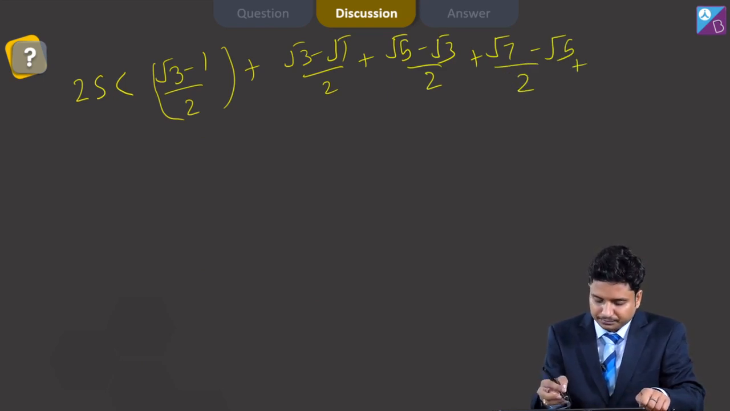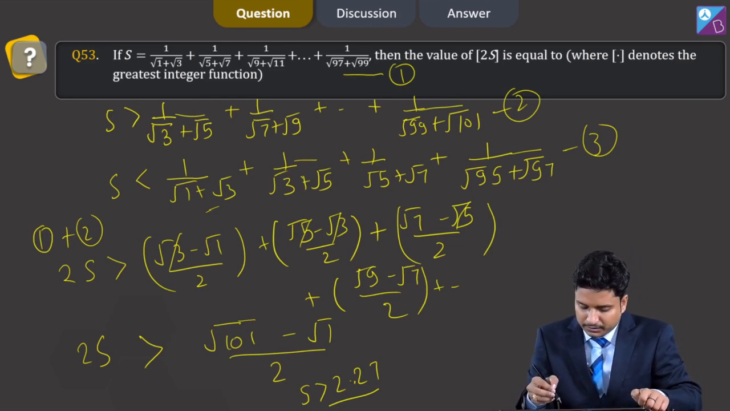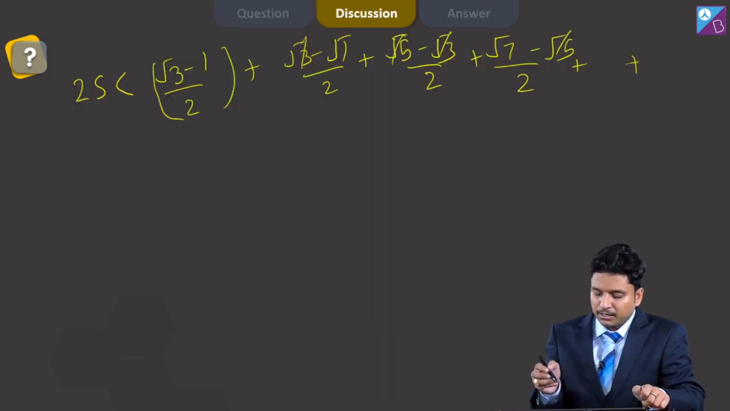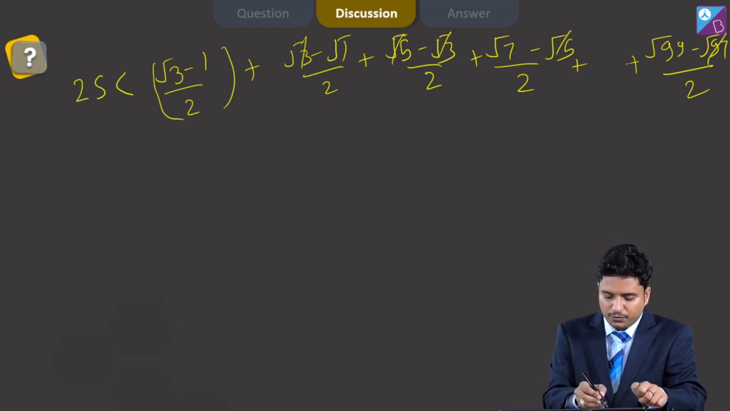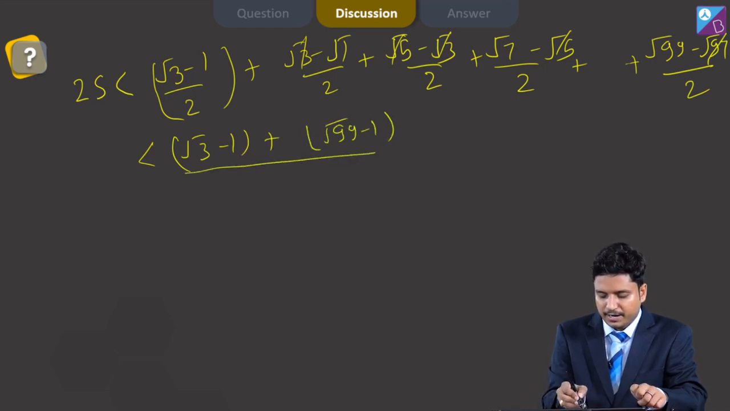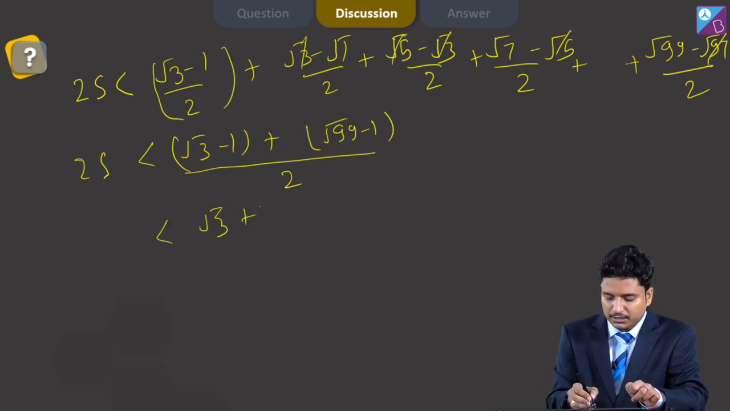So what will you get? Root 3 is getting cancelled, root 5 is getting cancelled, and at last we will get root 99, so root 99 minus root 97 by 2, and root 97 will also get cancelled. So from here you will get root 3 minus 1 plus root 99 minus 1, divided by 2. This is what you get as 2s less than. So 2s is less than this quantity, which is root 3 plus root 99 divided by 2 minus 1.